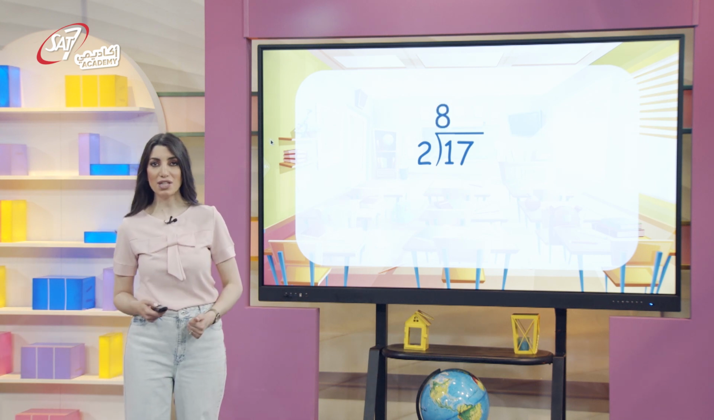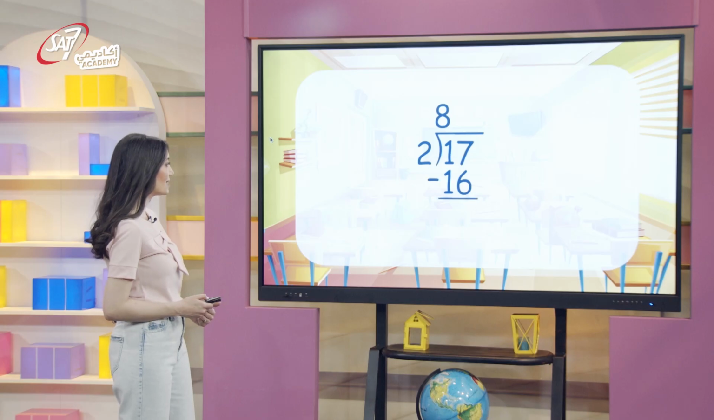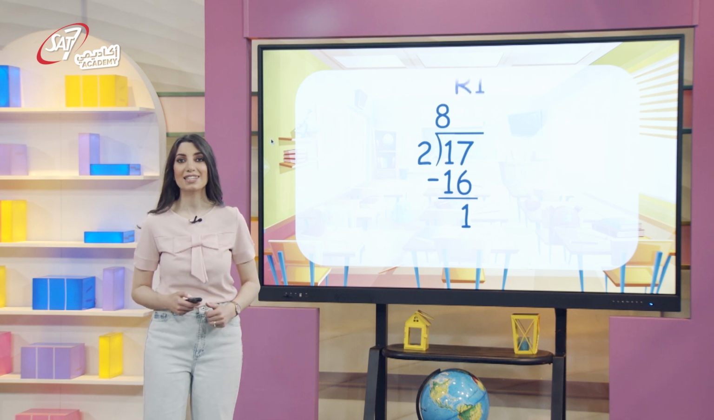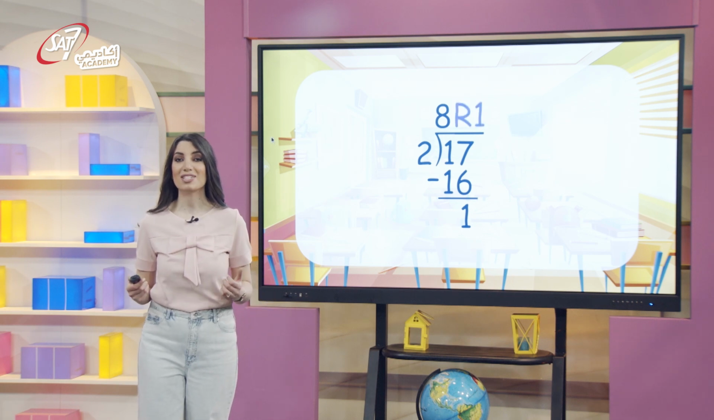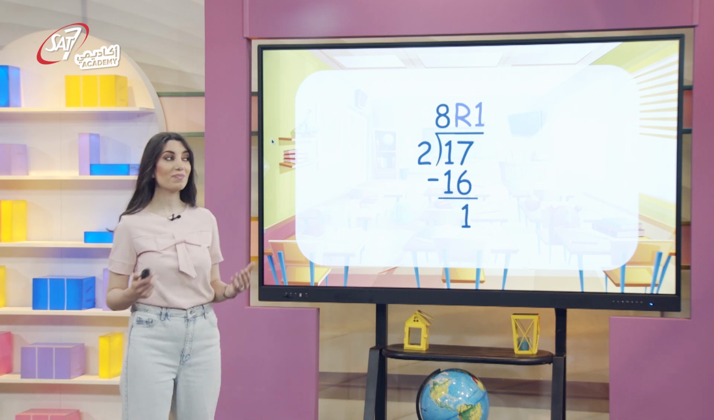How many leftovers? 2 times 8 equals 16. 17 minus 16 equals 1. The answer is 8, remainder 1. What does that mean? How many desks are needed? 8? If we get 8 desks, then the remainder, this 1 student, won't have a place to sit.